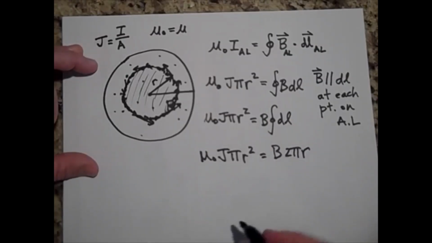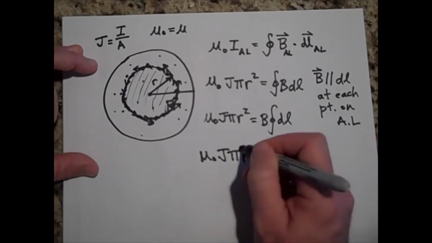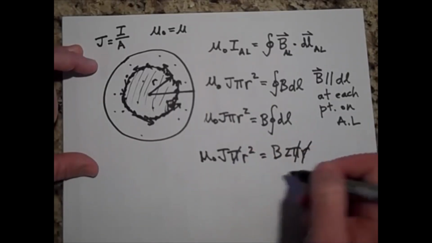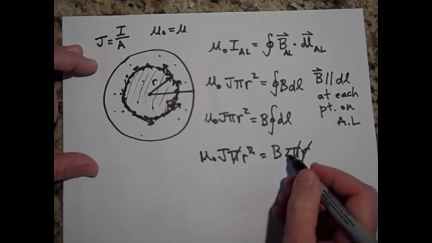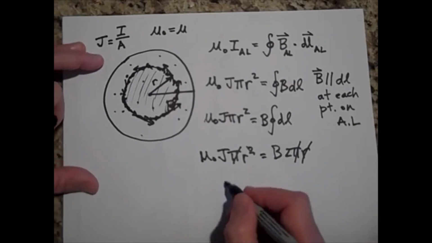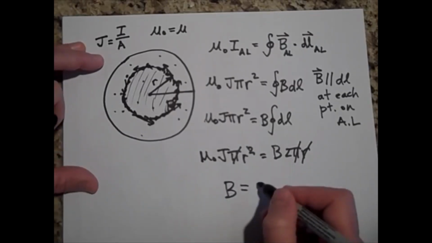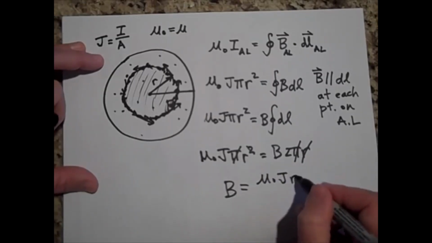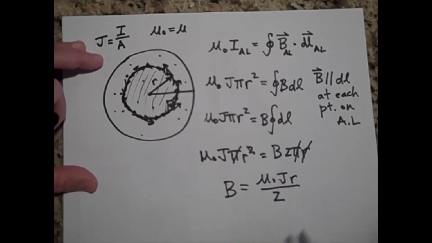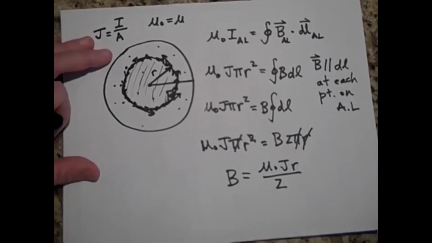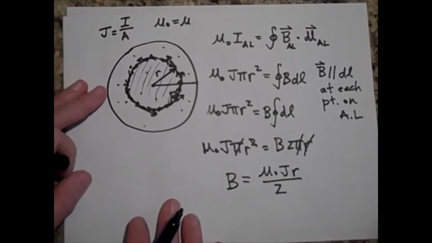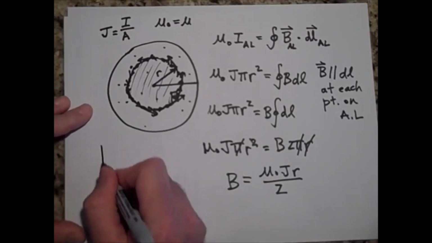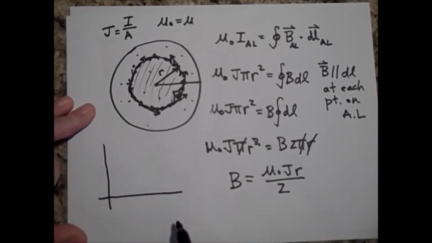Okay, let's get rid of the pi, get rid of one of the r's, and bring the 2 on the other side, and apparently B is equal to mu naught times J times r over 2. Okay, so if I were going to plot that, see what that looked like on a graph.